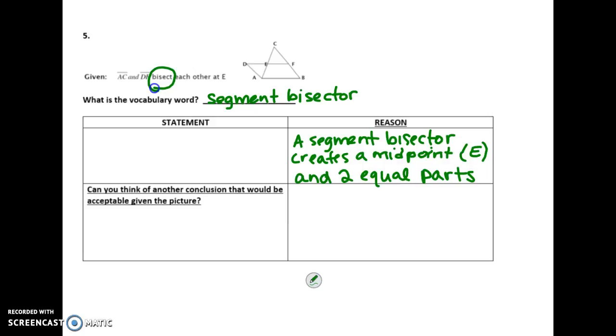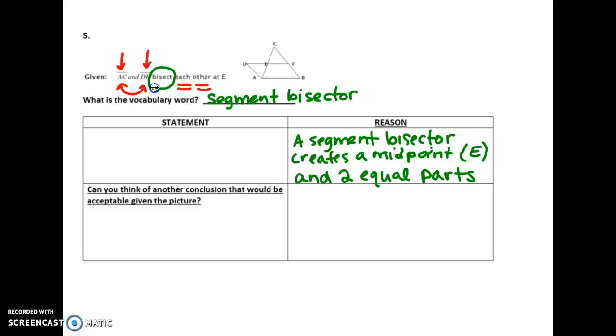Now let's go back to see what it says. It says that AC bisects DF, and it also says DF bisects AC. It's a vice versa because it says AC and DF bisect each other.